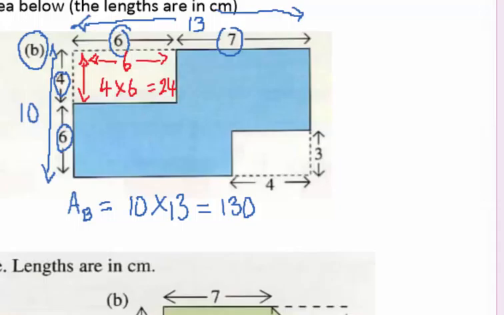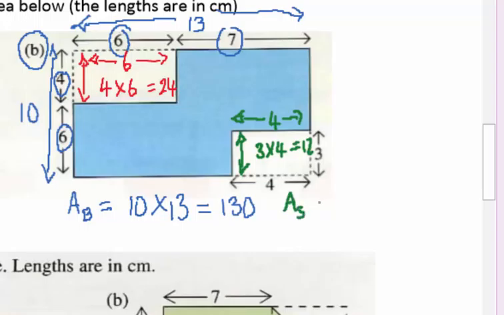The area of the right hand small rectangle is going to be this height here, which we can see is 3, by this width here, which is 4. So it's going to be 3 times 4, which equals 12. So we've got the area of the small rectangles, which is going to be 24 plus 12, which equals 36.